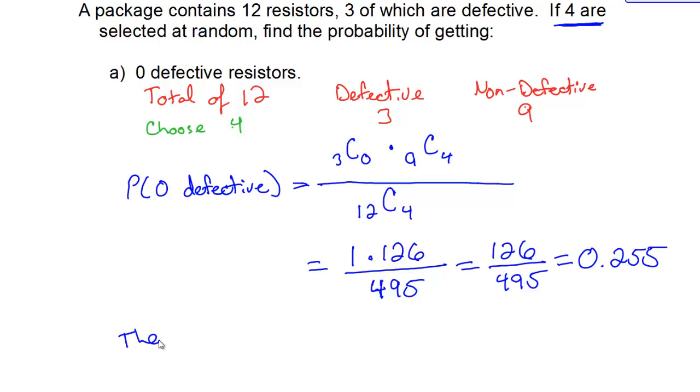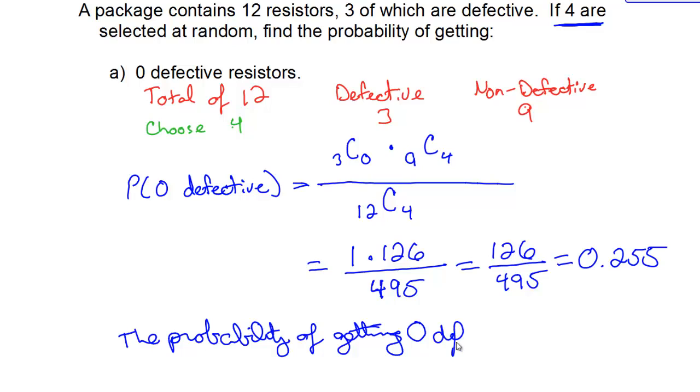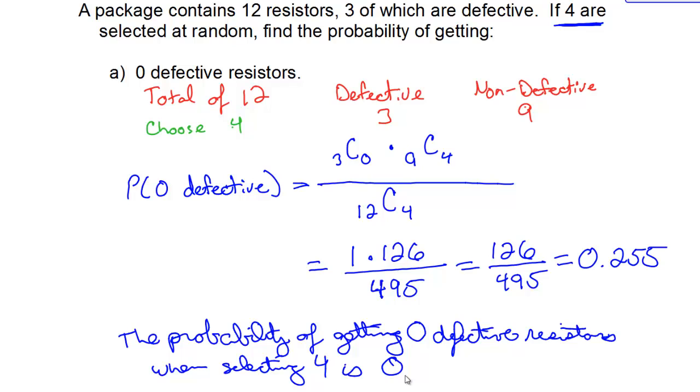Therefore, the probability of getting 0 defective resistors when selecting 4 is 0.255.